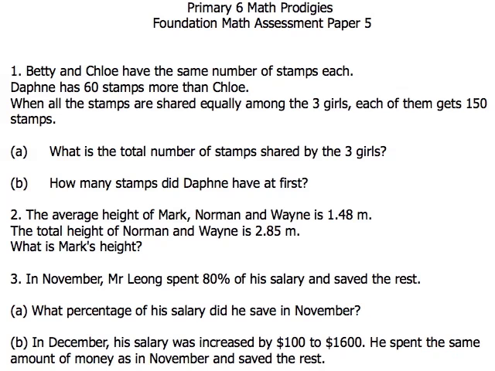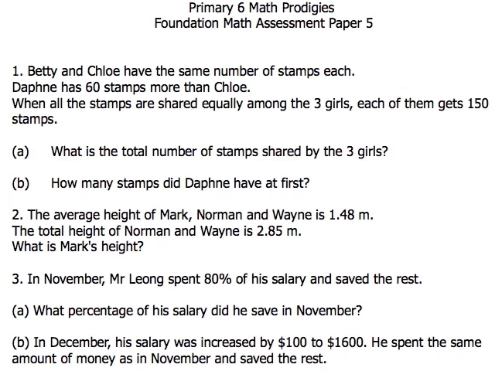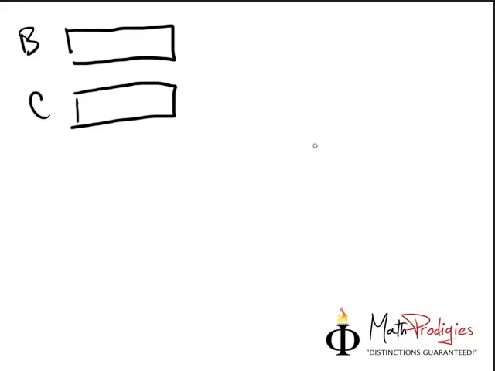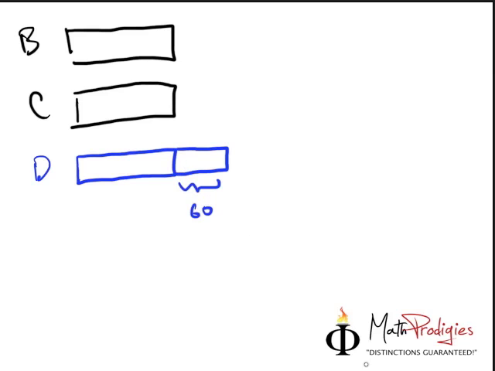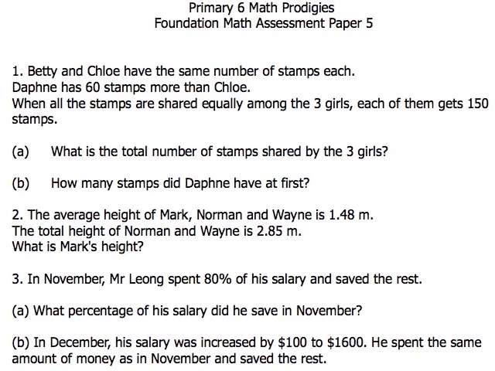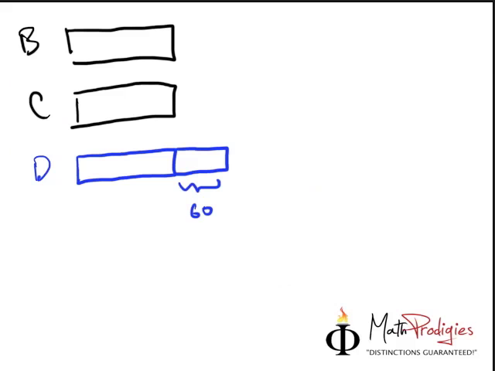Now the next part, it says that Daphne has 60 stems more than Chloe. Let's use a different color here. So Daphne has 60 stems more than Chloe. So there will be one here over here. And this will be 60, correct? And the next part, it says when all the stems are shared equally among the 3 girls, each of them gets 150 stems each.